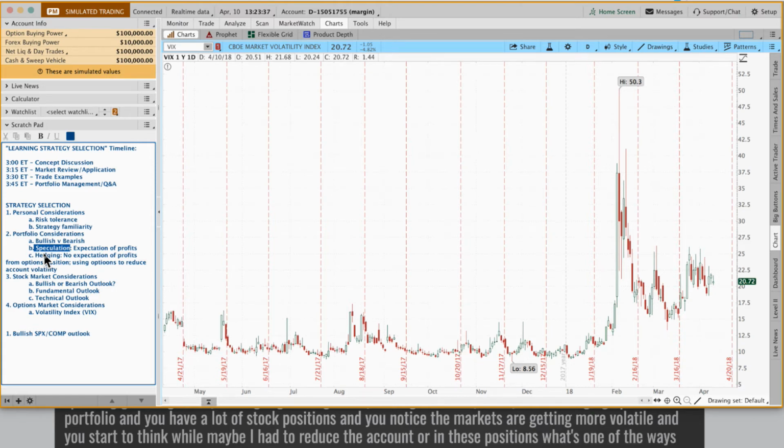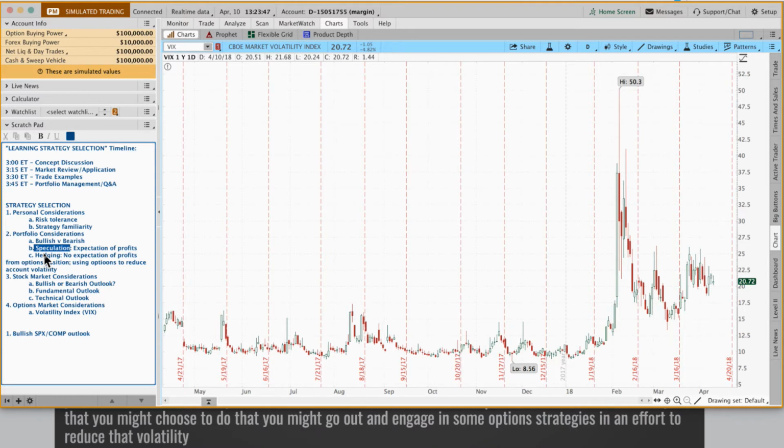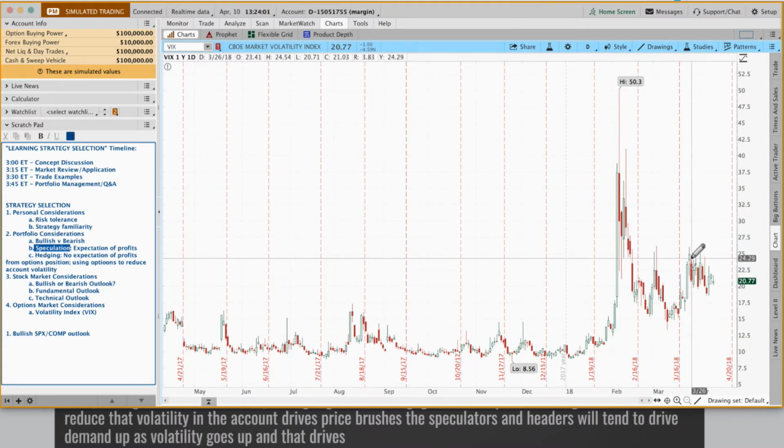What's one of the ways that you might choose to do that? Well, you might go out and engage in some options strategies in an effort to reduce that volatility in the account. If you do that, it drives up the demand for options, and that drives price for options. So speculators and hedgers will tend to drive demand up as volatility goes up, and that drives prices.